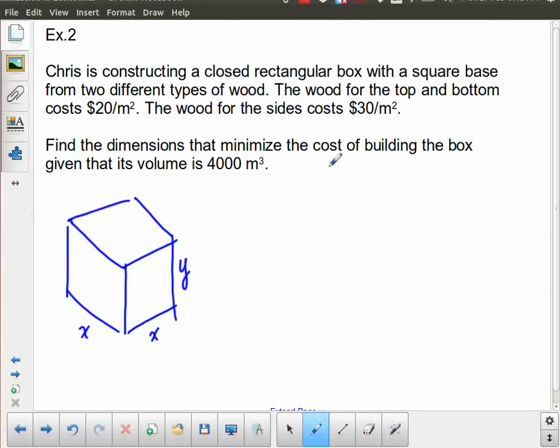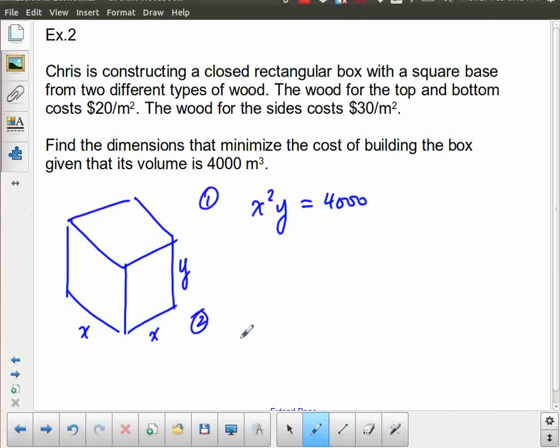We are told that this box overall has to have a volume of 4,000 cubic meters. That's a big box. And so that piece of information allows me to say that x squared y, which is base times width times height essentially, is always equal to 4,000. So that's the first piece of information that I'm going to pull out from there.